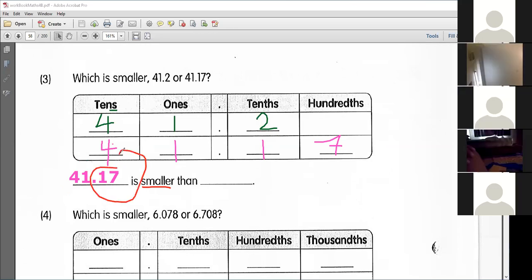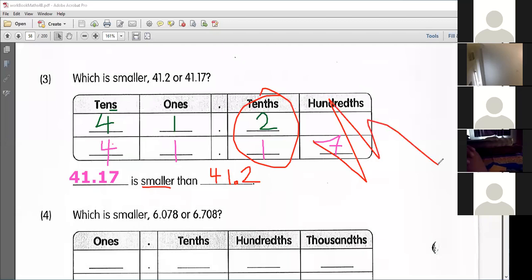All right, yeah, remember anything over here, we can just say 41, but then when we get on the right side of your decimal, these are just 17. All right, so yes, 41.17 is smaller than 41.2. All right. Why? Because it has more tenths. All right. The hundredths don't even matter.